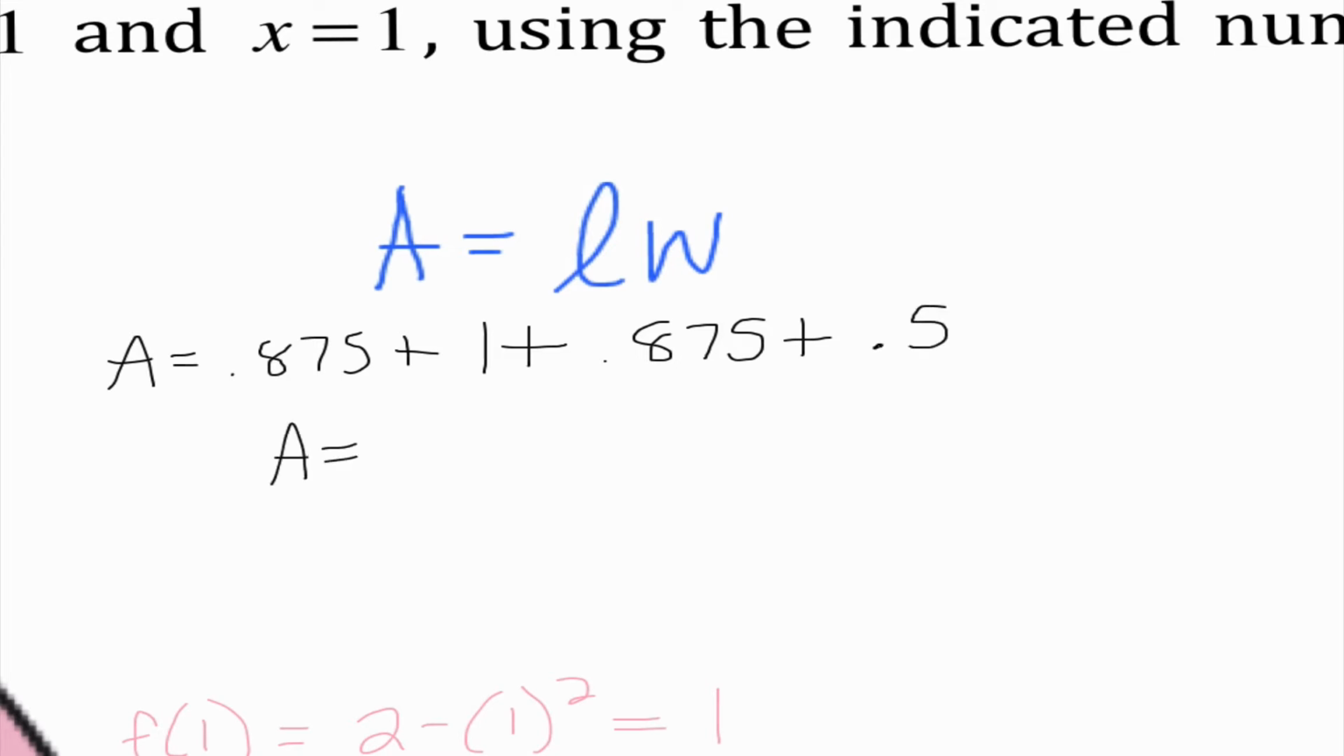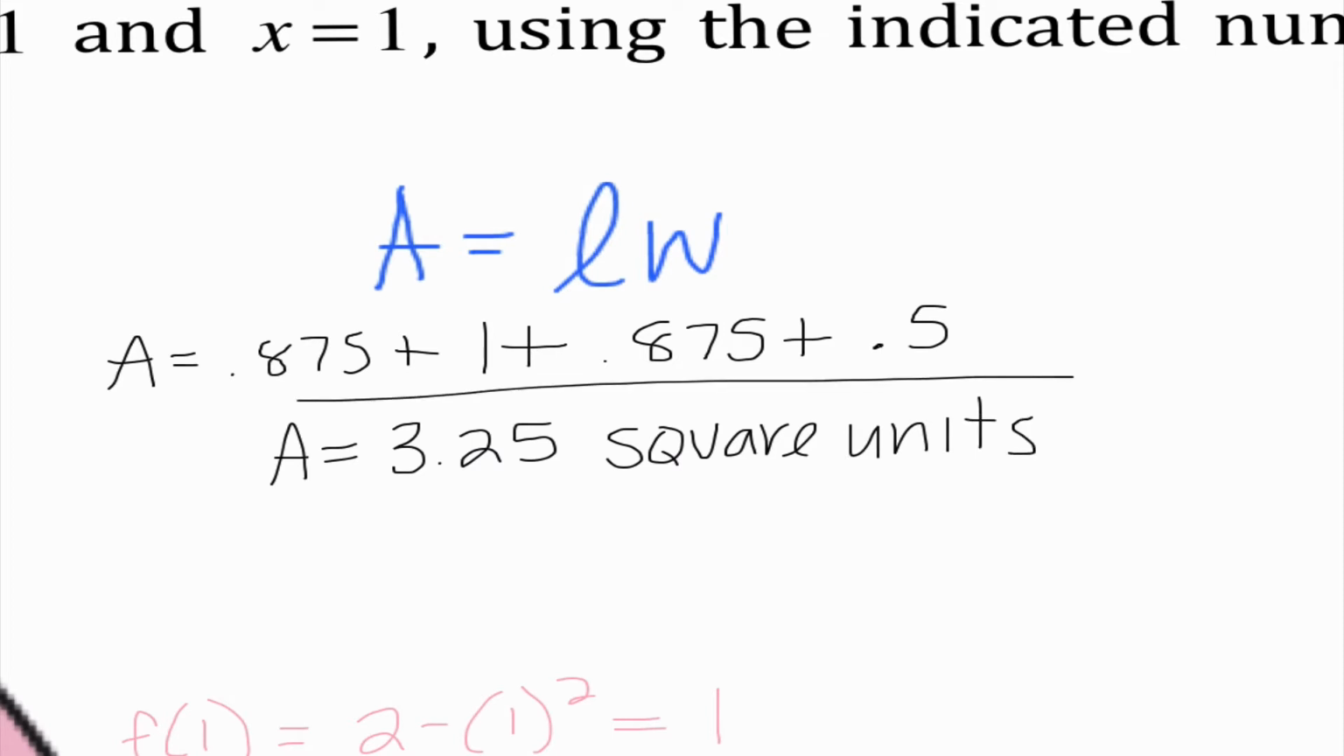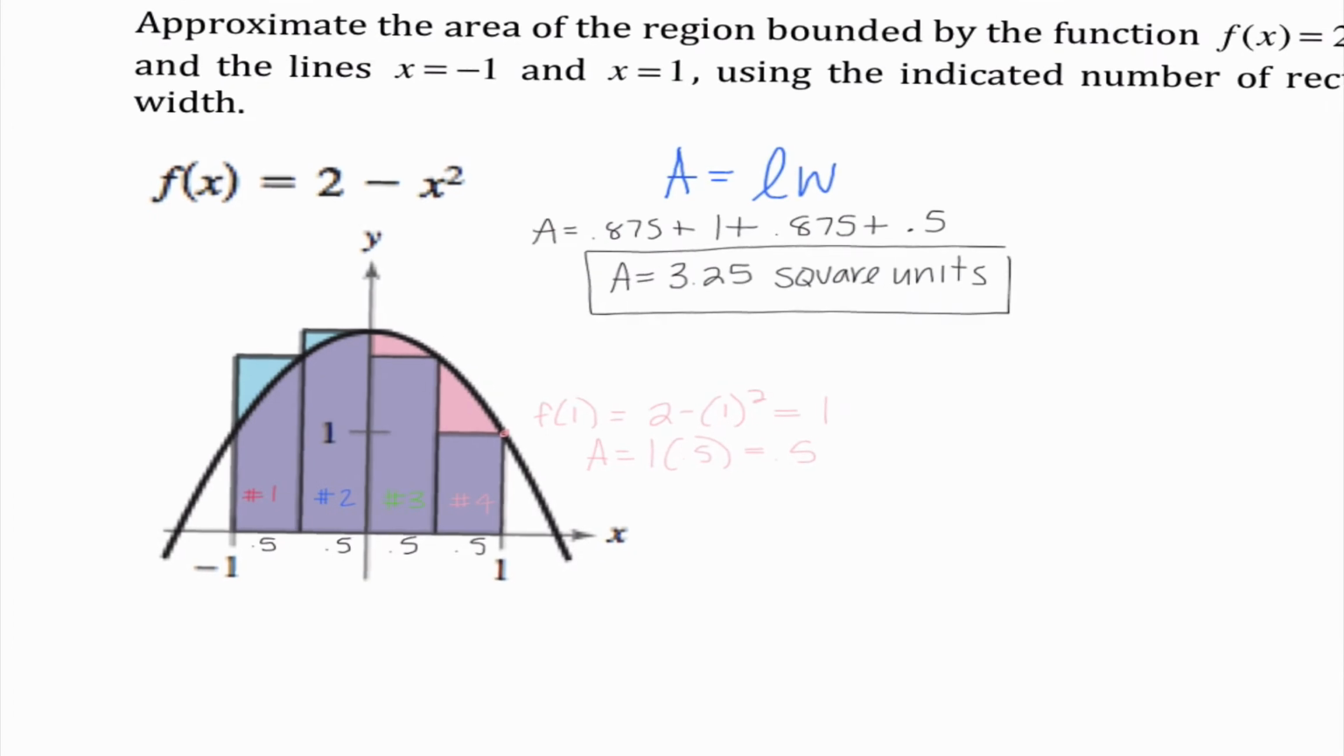And now we actually need to add all these terms together. And I end up getting 3.25, okay, and I'm going to say square units. If you guys abbreviate that, that's totally fine. Okay, but that is what we are saying is this specific area under the curve here.